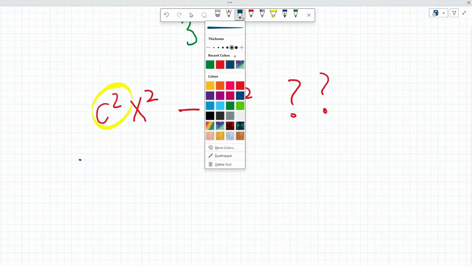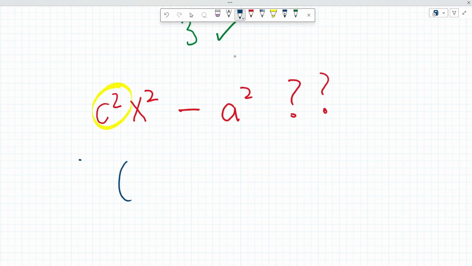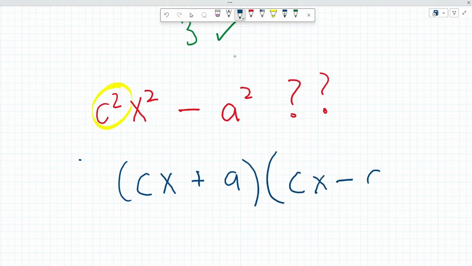It'll be factored in pretty much the same way. Instead, we'll have cx plus a, multiplied by cx minus a. And there we go. It's factored. Let's look at an example.